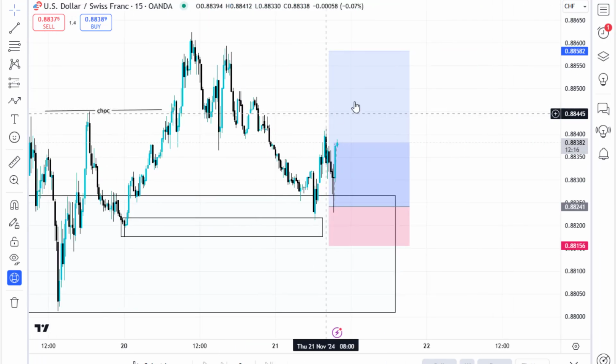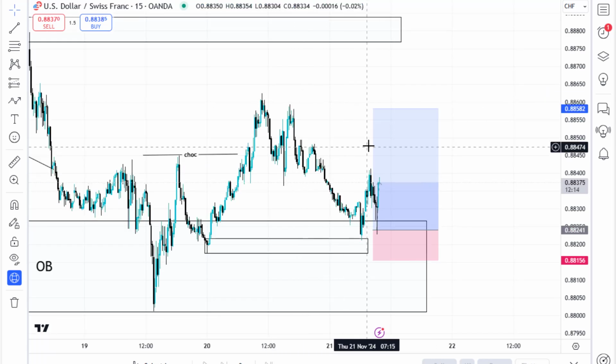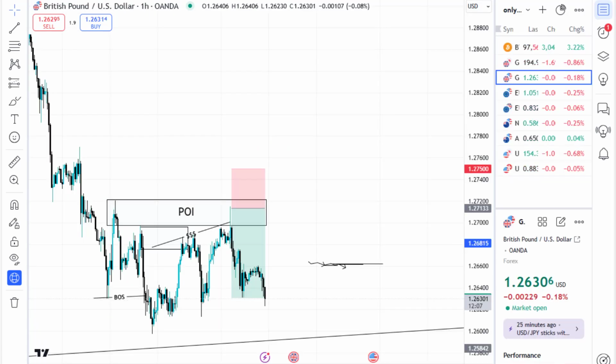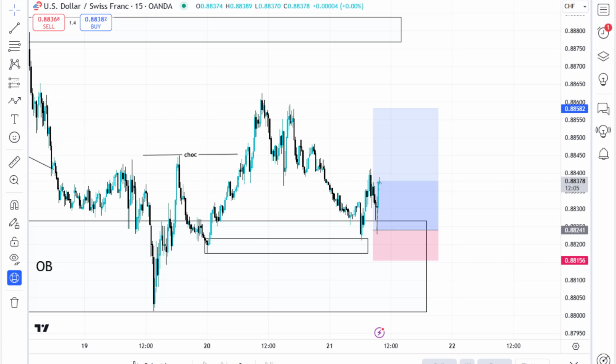Basically that is for US dollar Swiss franc. We are looking for that move there. For the other trades, like I said, we already entered, so we don't want to be considering them. Remember, we want to show you how we enter our trades in this channel, so that you should be able to also learn.